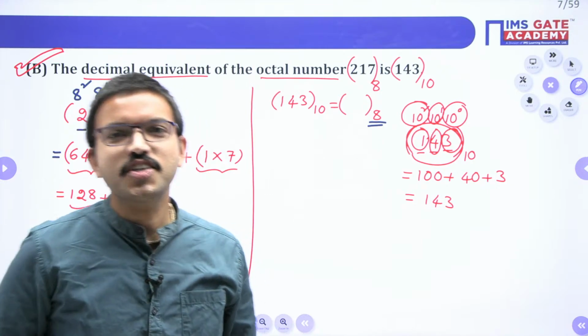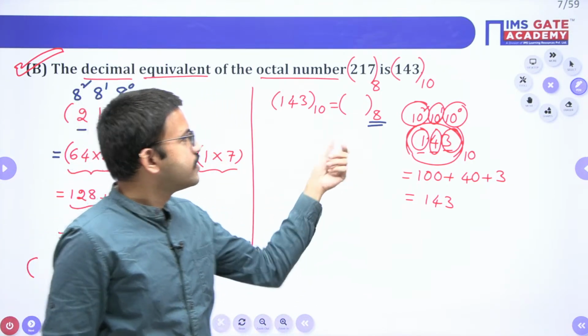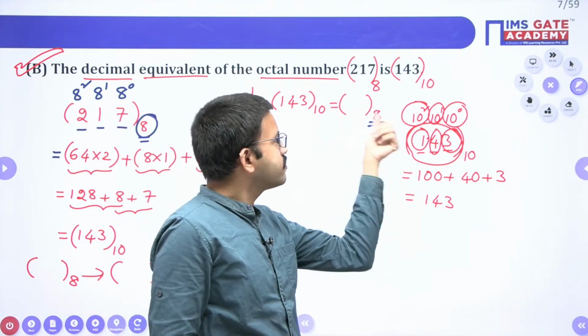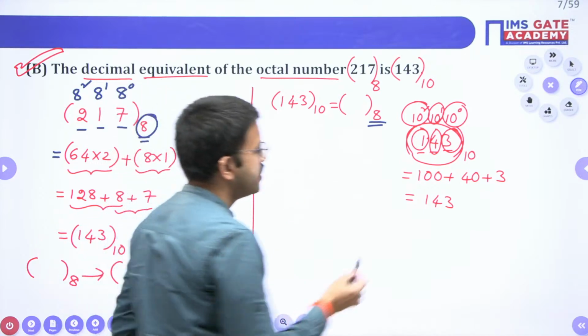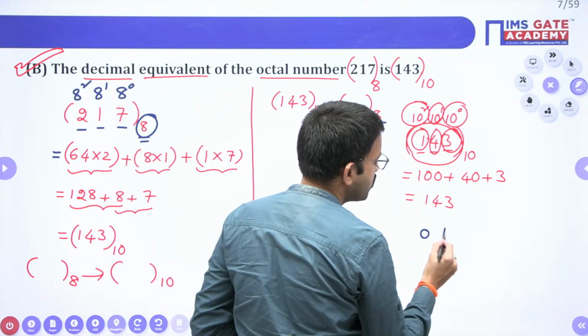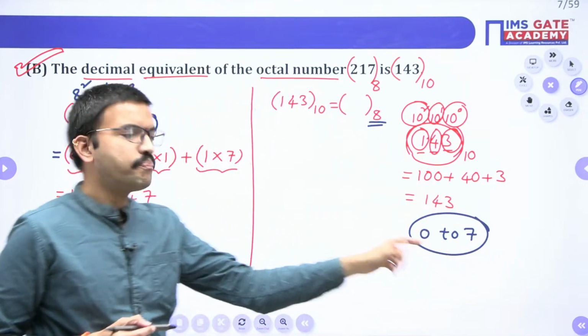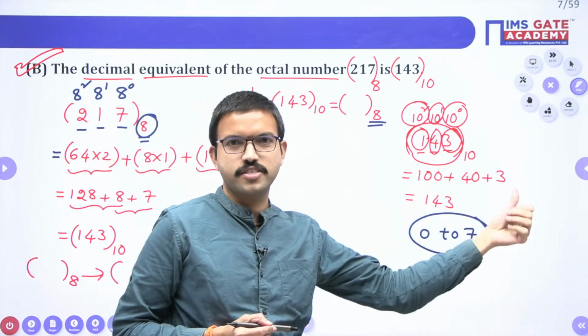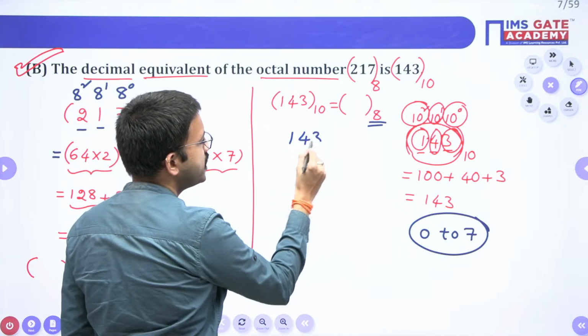Yes, good evening Saurav. Yes, very good Kundan. When you divide with 8, the possible remainders are 0 to 7 only. These digits belong to the octal number system, right? So that's why we will perform repetitive division with 8.